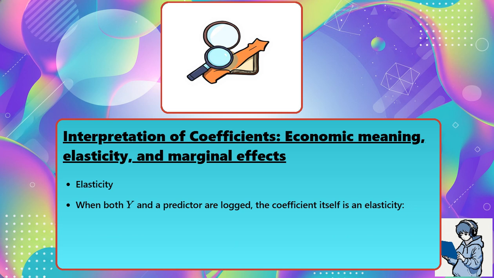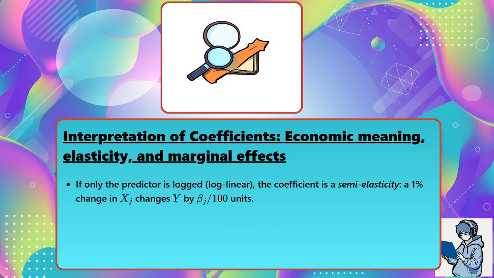Elasticity. When both y and a predictor are logged, the coefficient itself is an elasticity. Partial ln y over partial ln x sub j equals beta j. If only the predictor is logged, log-linear, the coefficient is a semi-elasticity. A 1% change in x sub j changes y by beta j divided by 100 units.